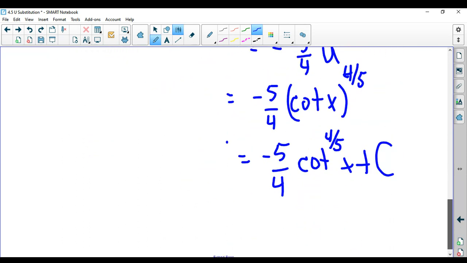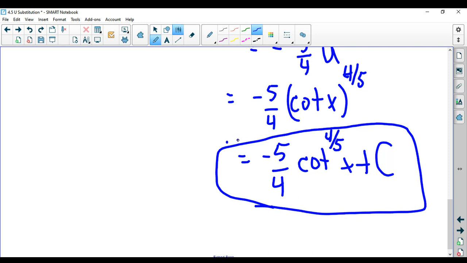Peek back up at Wolfram Alpha. That looks correct. Now remember, Wolfram Alpha, especially with trig ones, may give you a simplified version that's not exactly like yours. Just be aware of that. This looks great. So have fun with this. Ask questions if you have them.